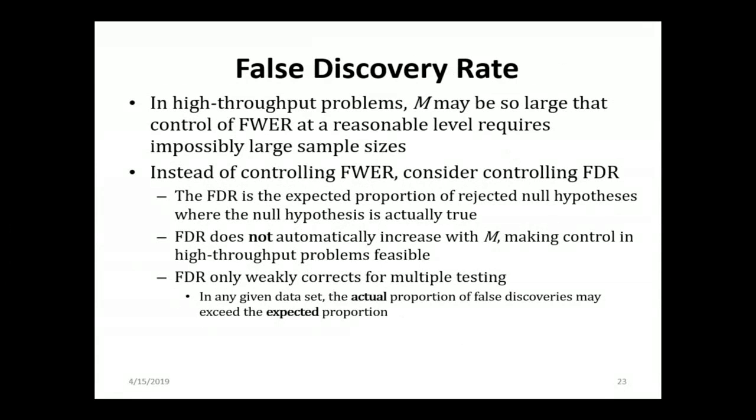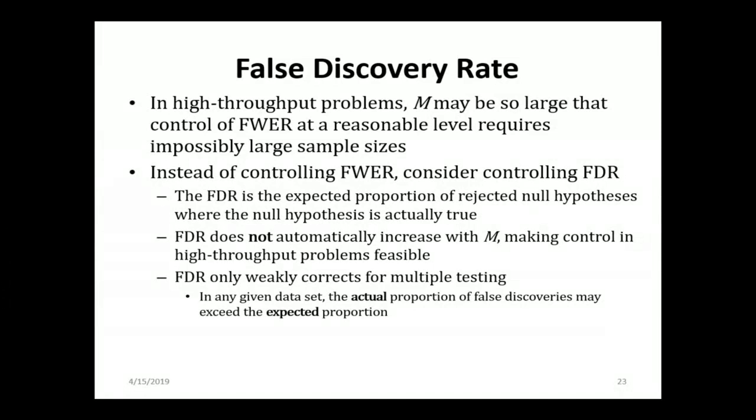So what researchers came up with was, instead of worrying about the family-wise error rate, you can control this thing called the false discovery rate. The false discovery rate is the expected proportion of rejected nulls where the null is actually true. So you do m tests, and of those m tests, you reject the null in some of them. The question is, what proportion of those ones you rejected is the null actually true? Meaning you've made a discovery, but your discovery is actually false.